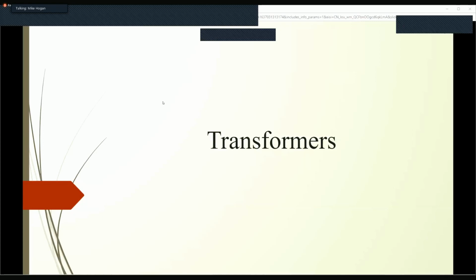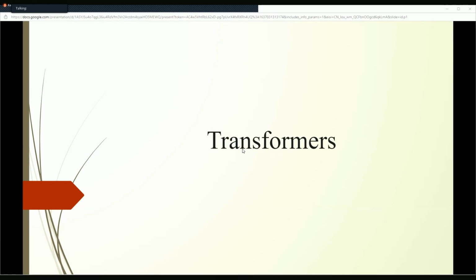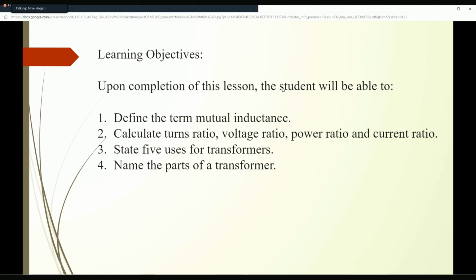Okay, let's talk about transformers. Now, transformers. So we talked about inductors, capacitors, and now transformers. And transformers are going to take advantage of that same induction, that inductance capability. You know, that notion that in a conductor where we have current flowing, we'll get a magnetic field around that conductor. It's going to take advantage of that same characteristic, if you will, of electricity.